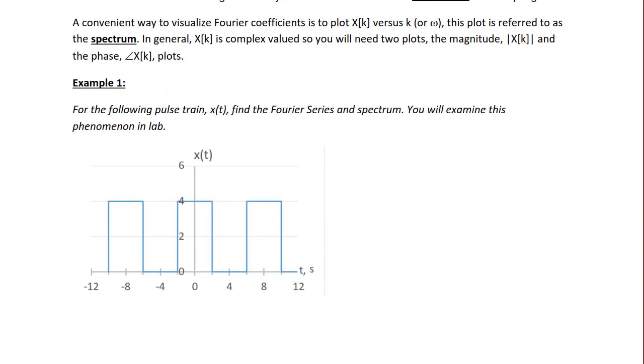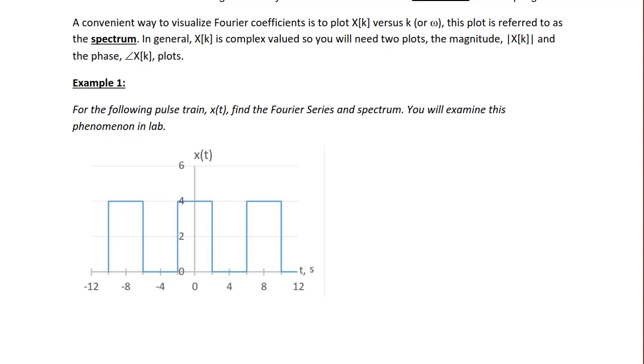A convenient way to visualize Fourier coefficients is to plot x of k versus k, or x of k versus omega. This plot is referred to as the spectrum. We've already seen some spectrums in a prior lecture. In general, x of k is complex valued, so you will need two plots, the magnitude of x of k and the phase of x of k.